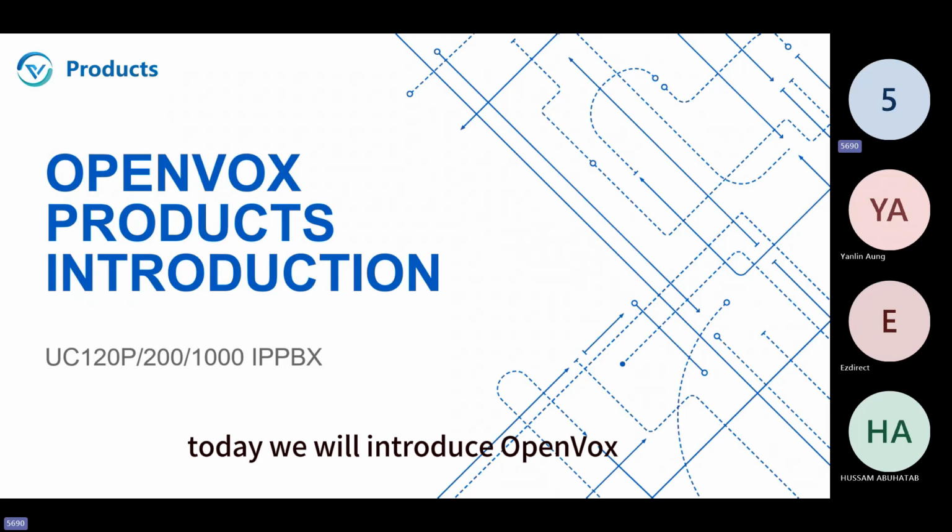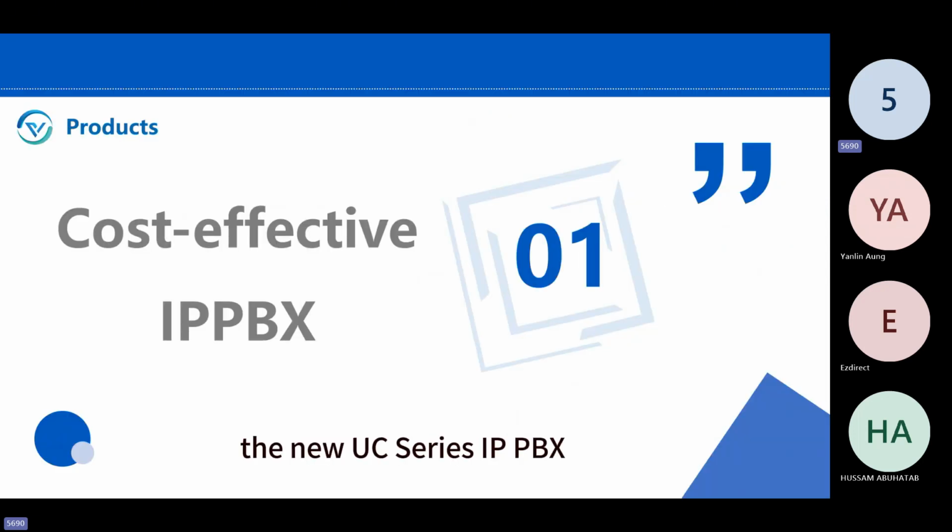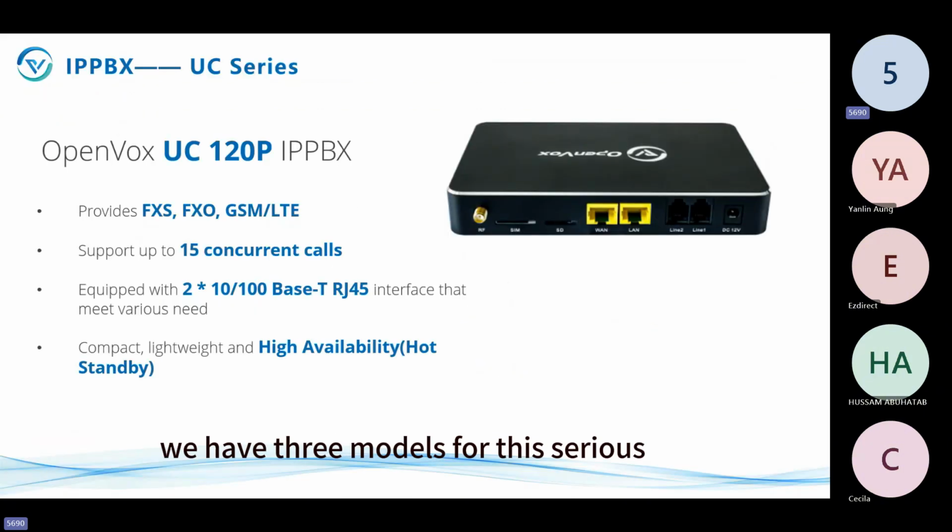Today, we will introduce OpenVox's new UC series IPPBX: the UC120P, UC200, and UC1000. The new UC series IPPBX is our cost-effective IPPBX series. We focus on the PBX for SOHO or middle enterprise users. We have three models for this series.